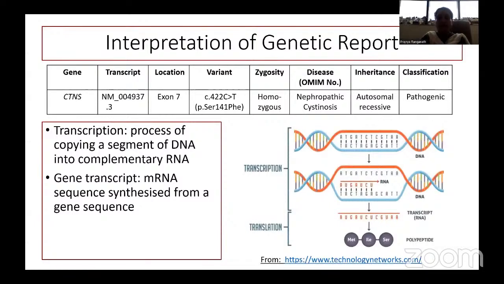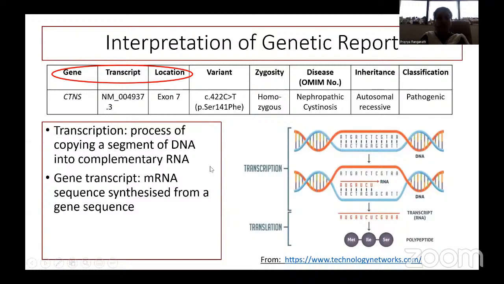But since we have discussed this particular report, I thought I'll take this opportunity to give you an insight into how a genetic report can be interpreted and what is the meaning of all the different terms which are mentioned in a genetic report. So here we know that to begin with, they have this particular thing: gene, transcript, and location. So what does this mean?